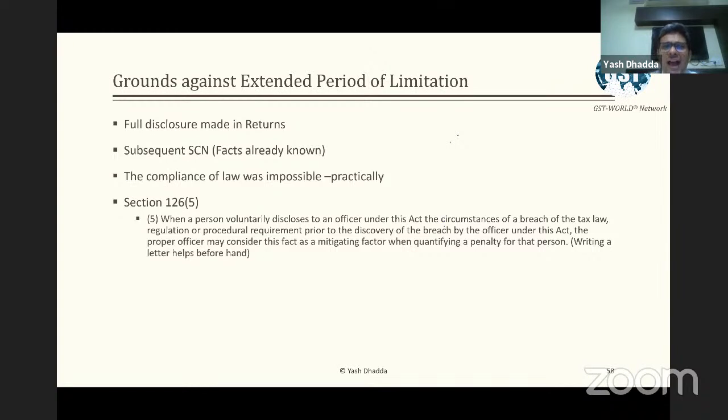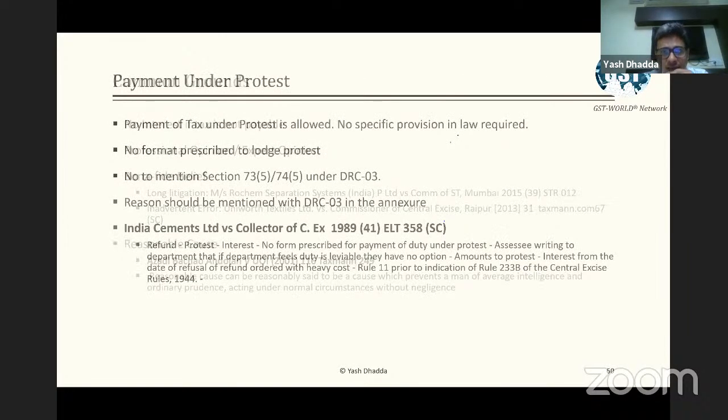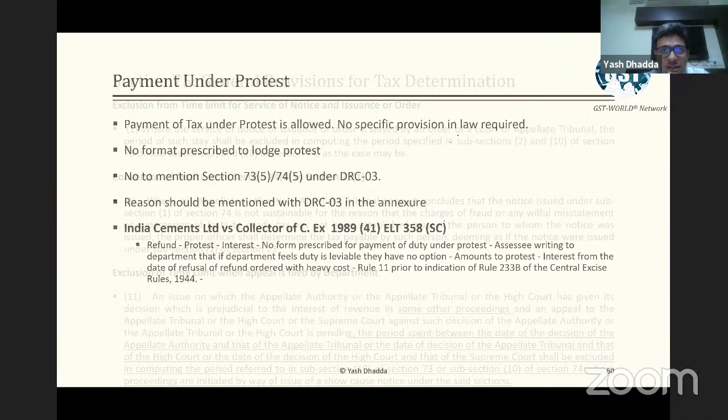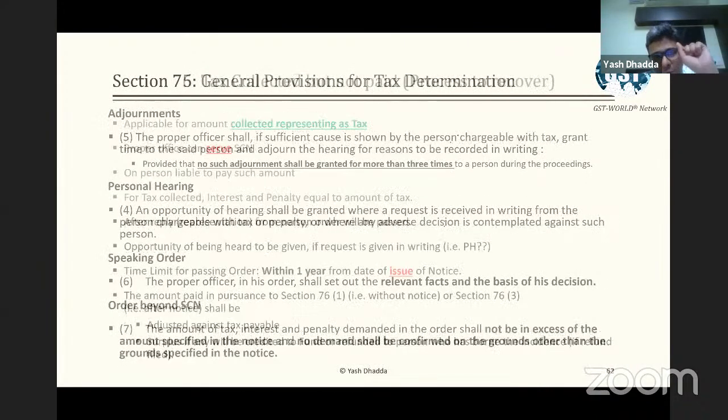of the penalty. And in fact on the basis of 126 there are a lot of judgments, meaning not on this section but on pari materia sections in the earlier laws, which clearly say that you cannot levy penalty in this regard. So these are some things in respect of limitation. I would not go into detail. I would only take my last topic for 1 minute.